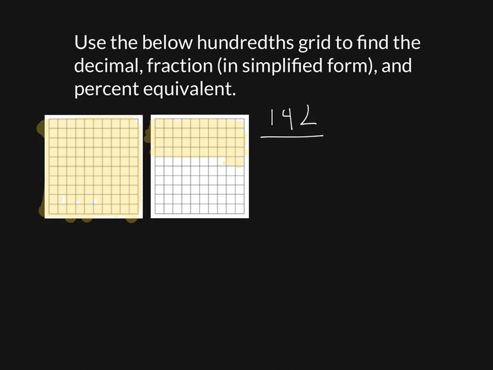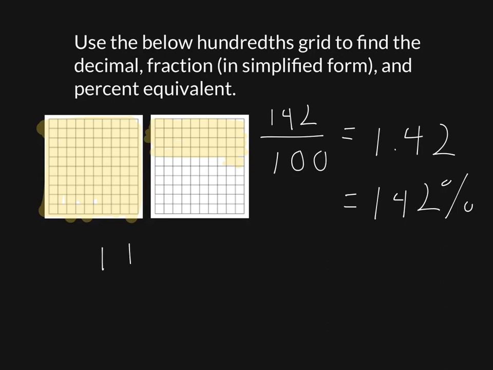So writing that, I have 142 out of 100, and as a decimal, that is 1.42, and as a percent, that's 142%. And yes, you can have percents that are more than 100. So what's the last thing I need to do? I need to simplify that fraction.